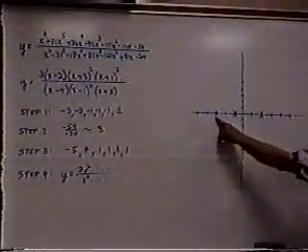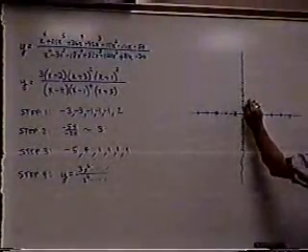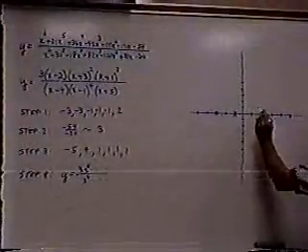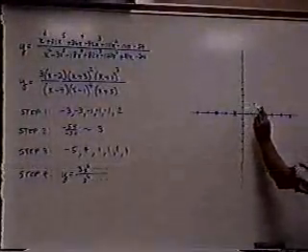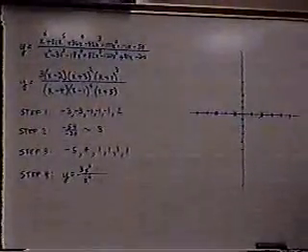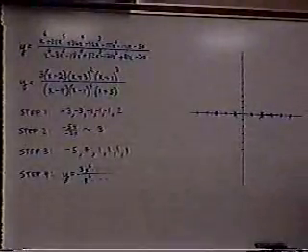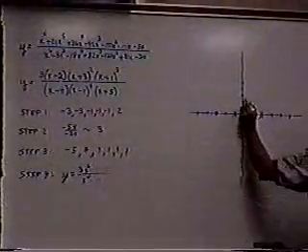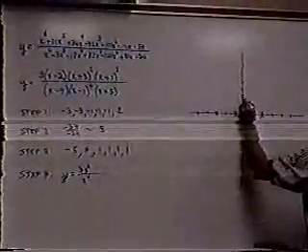Step 2, y-axis, approximately 3. It's a little less than 3. Now, that's going to be important for us. 54 divided by 20 is like, what, 2.7. So it's a little less than 3 right here, 2.7.